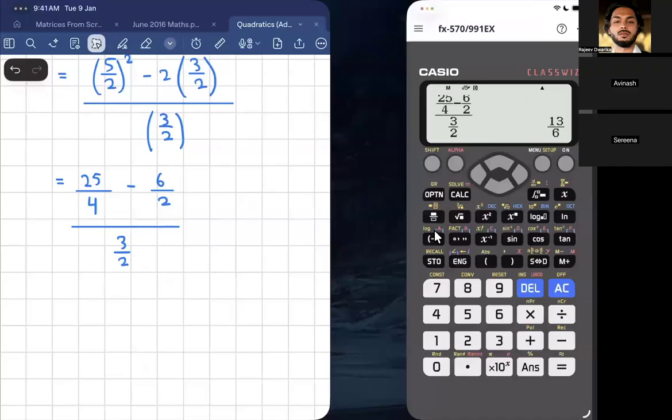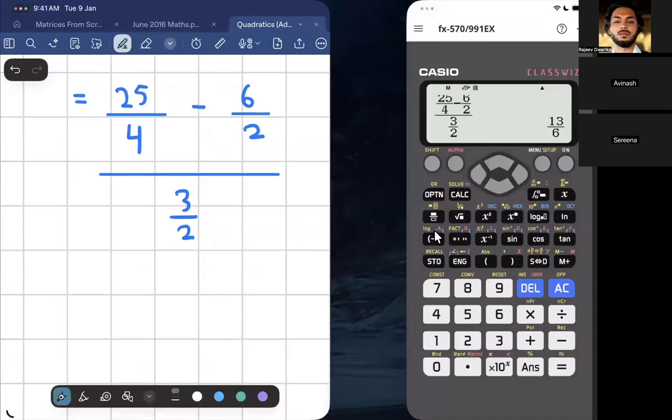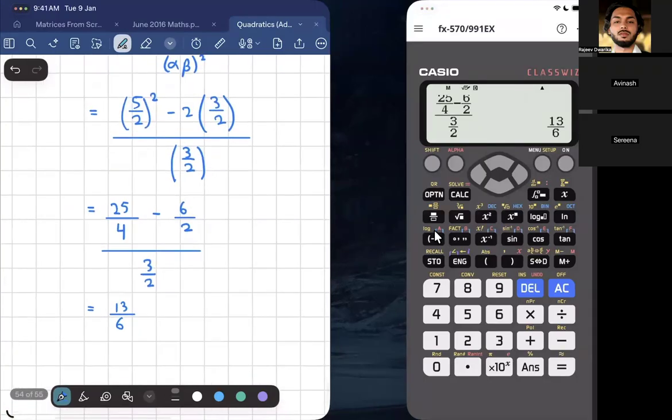13 over 6. Let me know if you all are getting that. Are we getting 13 over 6 or not? Is anybody getting 13 over 6? Avinash, yes or no? Yes, sir. Great. So that was the answer for the first part.